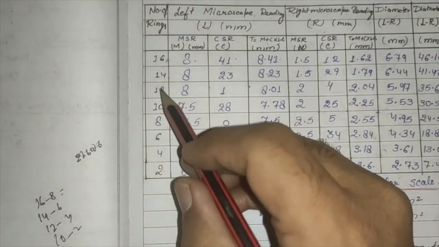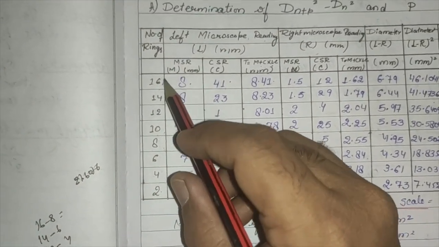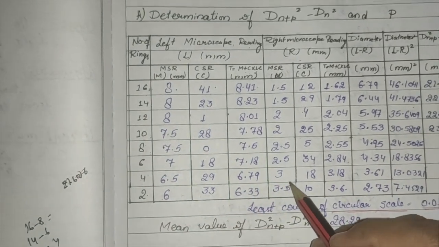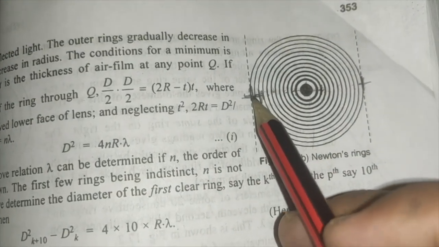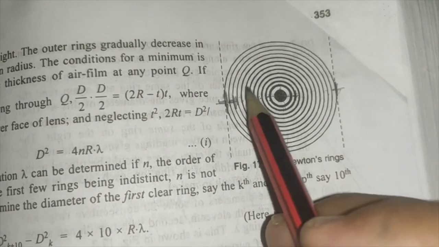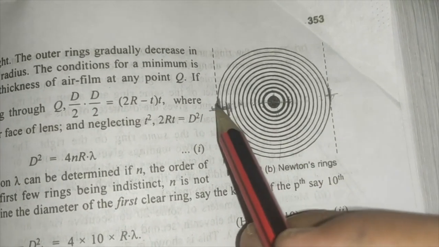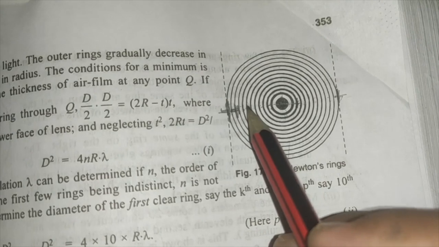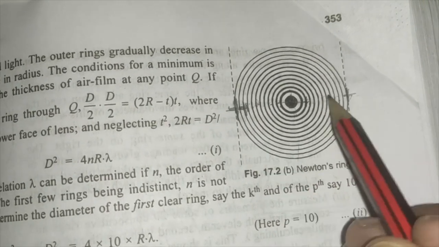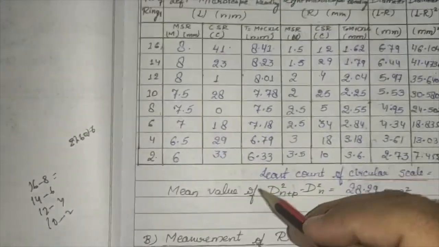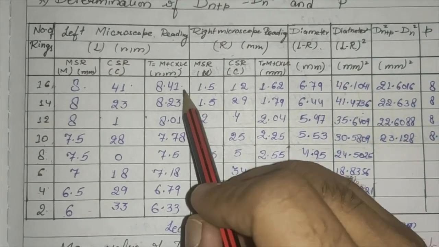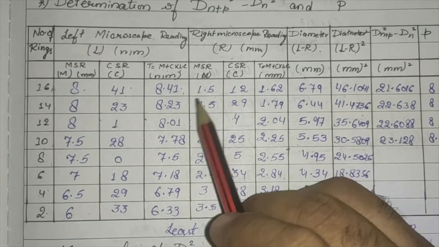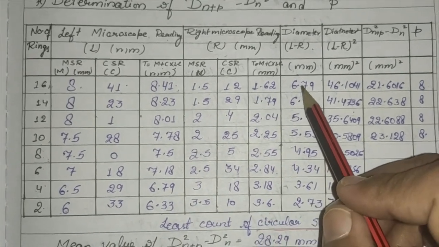So now what I have is the left side reading of all the 16, 14 and the right side reading of all the 16, 14, 12 and so on. If I take the difference of this side and this side, I'll get the diameter of the 16th ring. Similarly for the 8th ring, the difference between this and this gives the diameter of the 8th ring. So what has been done is left minus right. This is the left reading and this is the right reading. So this minus this, I'll get 6.79.